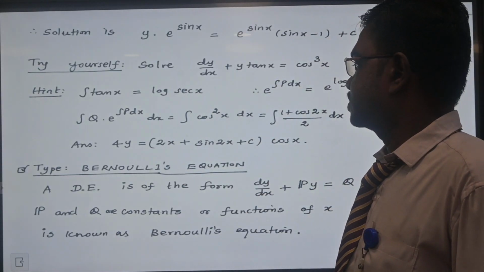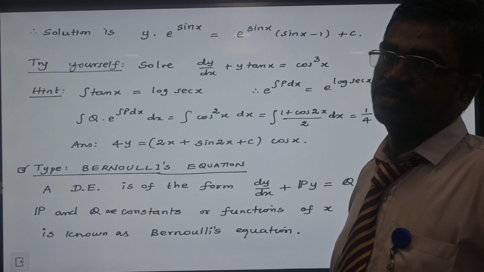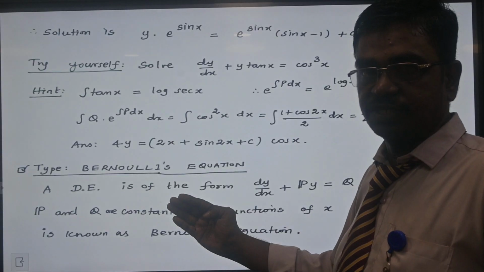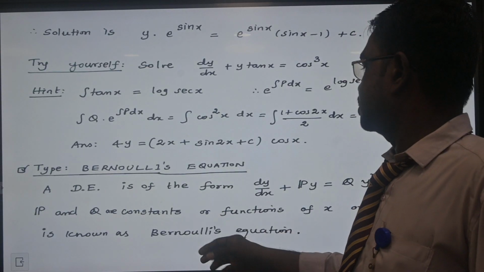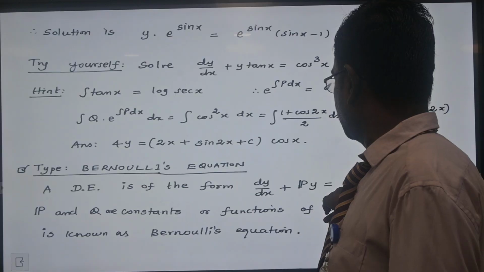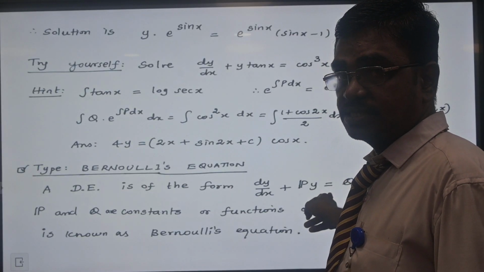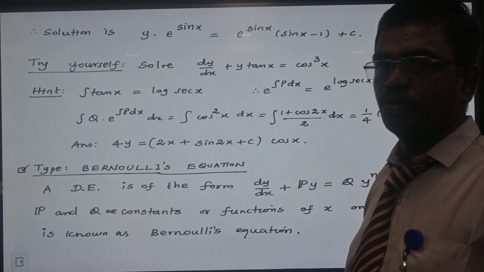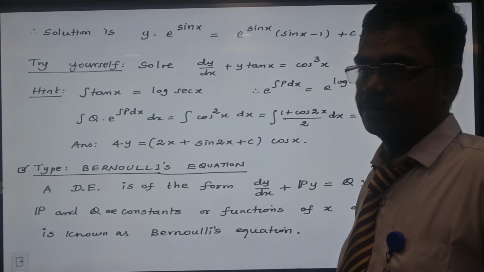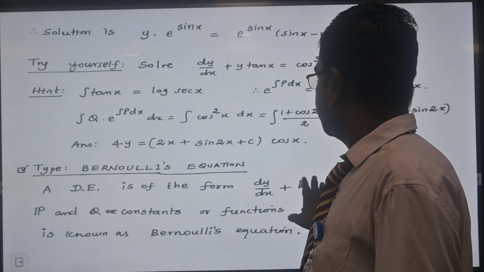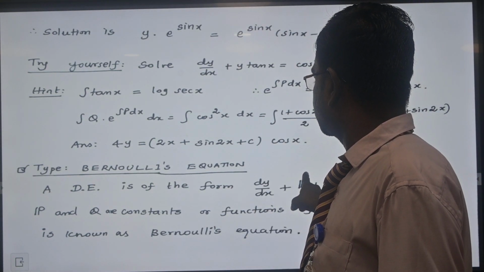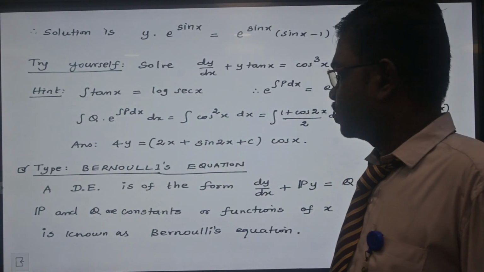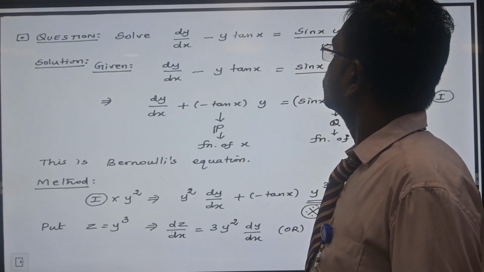Now this is Bernoulli's equation, another type to solve first order and first degree. The format is also the same as the linear differential equation, but with some changes here. dy/dx plus py equal to q is the linear differential equation, but in Bernoulli's equation, q is multiplied by some y power n. That y power n can be y cube, y power minus 3, anything. Like the linear differential equation, in Bernoulli's equation also, p and q are constants or functions of x only.